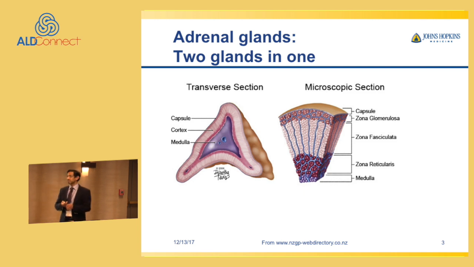What are the adrenal glands? The adrenal glands are paired glands that sit right on top of the kidneys, and they're really two glands in one, as it turns out. This just shows you a section of the adrenal glands. They're very, very small, normally speaking, and they have a capsule, a cortex, and a medulla. And when you slice it open, what you can see is that the cortex actually has 3 different zones. And each of those zones is specialized to make different hormones.